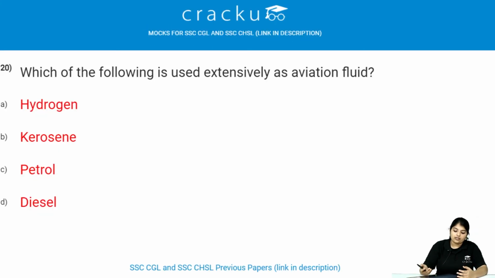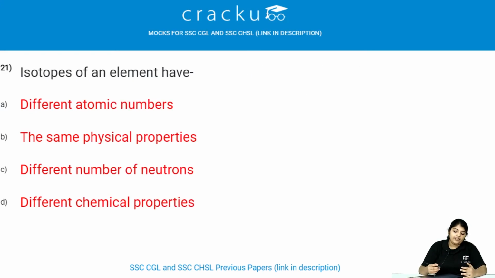Which of the following is used extensively as aviation fluid? Kerosene is used extensively as an aviation fluid. Isotopes of an element have different numbers of neutrons.